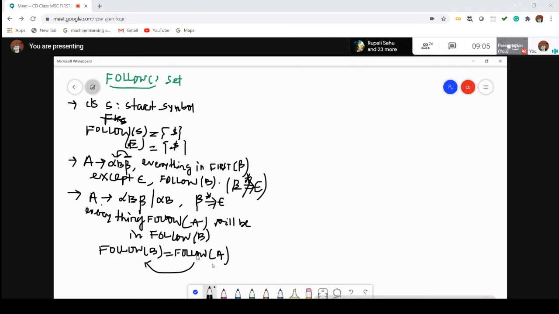And the third one is: if there exists a production of the form either A to alpha B beta or A to alpha B, then everything in follow of A will be in follow of B. Okay, so we have to take an example. From that example you can easily clear how to calculate the follow sets.